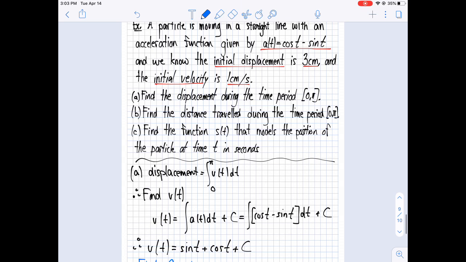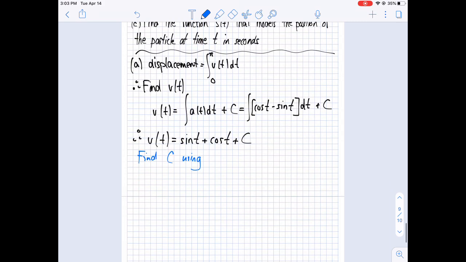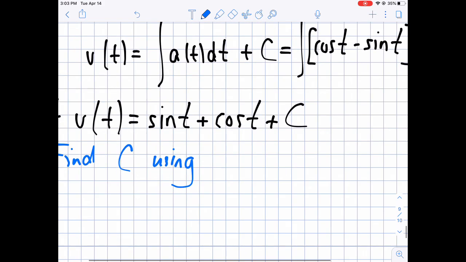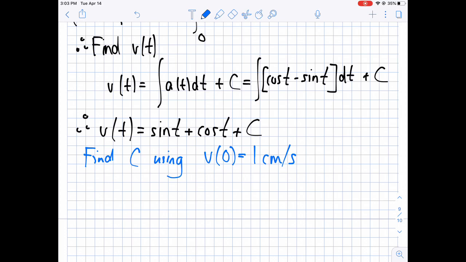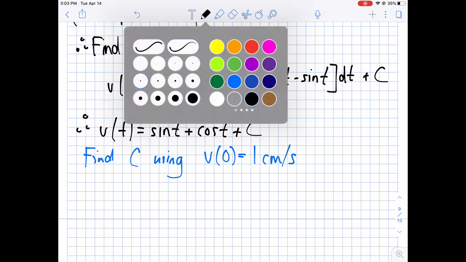All right, so here, coming back, what we're going to do is we're going to use the fact that we know the initial velocity. The initial velocity is 1 centimeter per second. So here we're going to use the fact that v of 0 is equal to 1 centimeter per second. And actually, this should remind you very much of what we did with separable differential equations. It's an initial condition for our differential equation. So we're going to now use that to solve for c, and that shouldn't take too long.